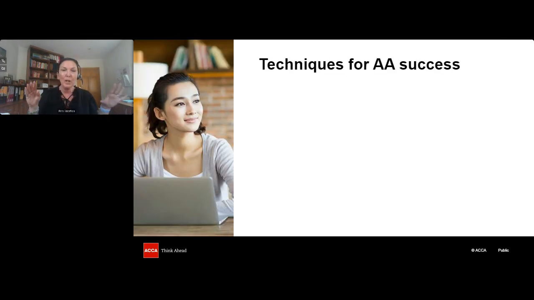Now, last bits to look at from me before we go to the Q&A. We've got a few tips in terms of AA success, and then I want to show you a good approach to a Section B question. In terms of techniques for AA success, I would say there's 3 golden gems for me.